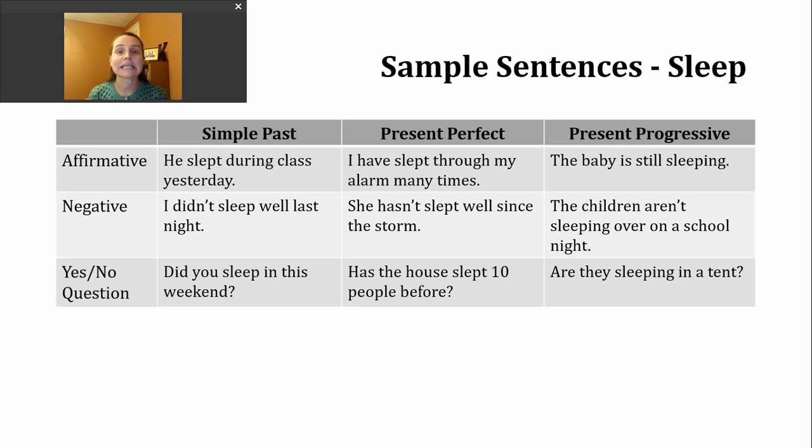Finally, if I want to make a yes or no question in the present progressive, I'm going to start with my form of be that matches my subject, and then I'll have the ing form of the verb. Here's an example. Are they sleeping in a tent?